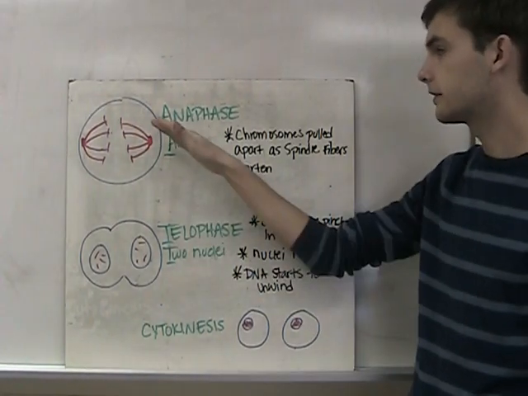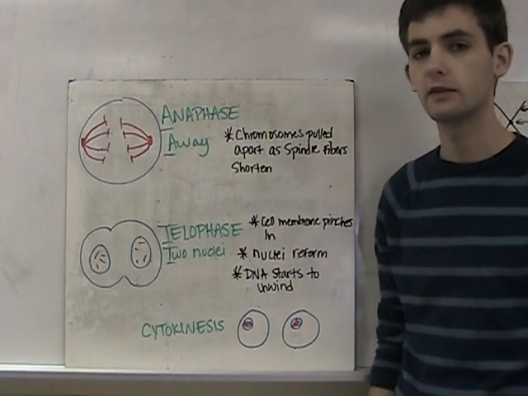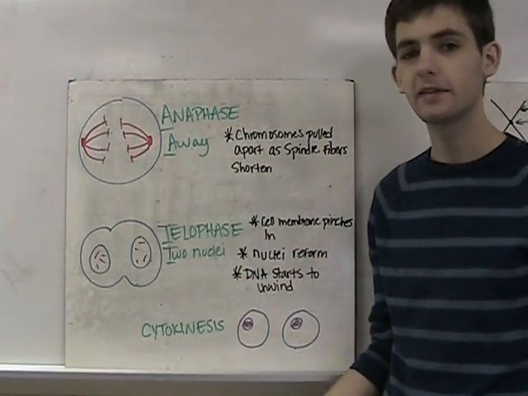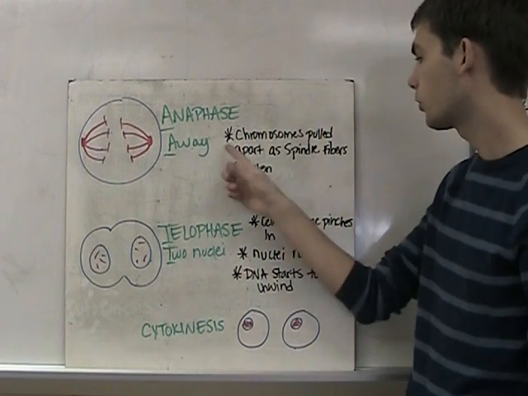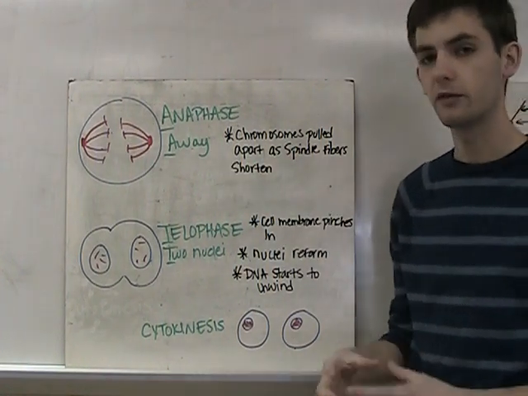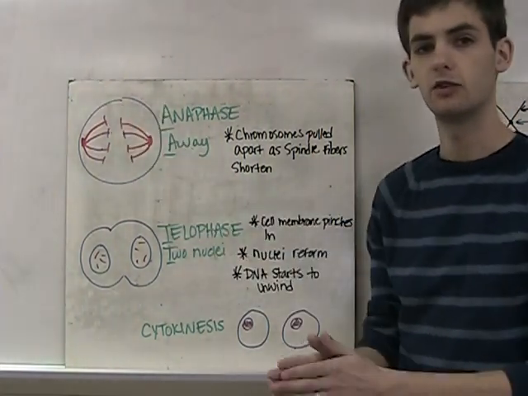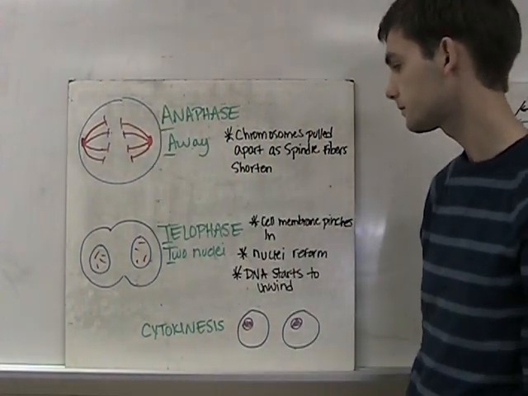The third phase is anaphase. This is when sister chromatids are pulled apart towards opposite ends of the cell. So chromosomes are pulled apart as the spindle fibers begin to shorten. So it's pretty much breaking the X into its 2 chromatids.